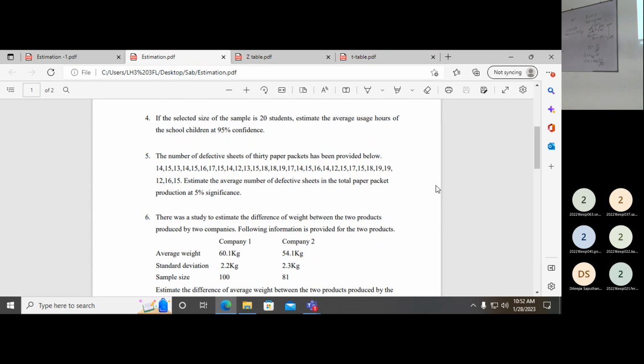Right. Question number 5. The number of defective sheets of 30 paper packets has been provided below. 30 means large sample, 40, 50, 30 like that. Estimate the average number of defective sheets in the total paper packet production at 5% significance. It's a large sample, therefore 5% significance means 95% confidence. Now you want to take the mean and standard deviation from the data set. You use your descriptive statistics knowledge. Using this data, calculate the sample mean and standard deviation.